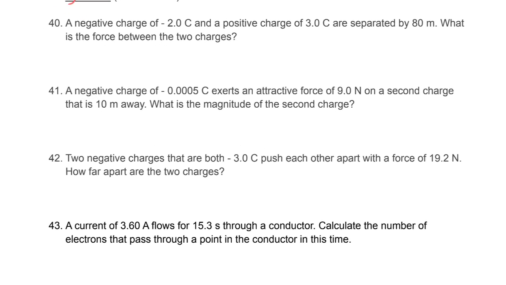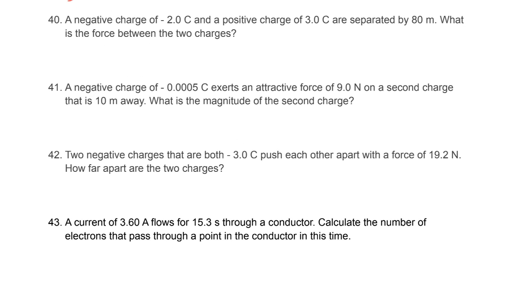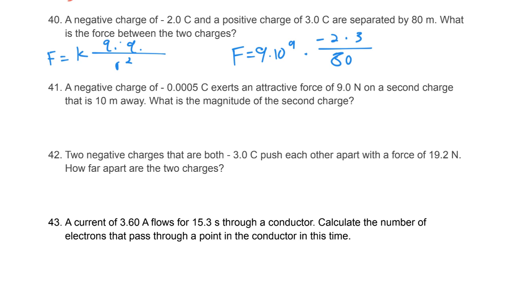All right, and finally on to some electricity. So number 40, we've got some different charges here. So this is likely Coulomb's law. Force equals K times charge 1 times charge 2 divided by radius squared. So we're trying to find the force here. The K is just a constant. It's 9 times 10 to the 9th. There's more decimals there, but we'll just leave it like that. Charge 1 is -2, charge 2 is 3. And then the radius is 80 meters, squared. We can just plug all of this into our calculator and see what we get.